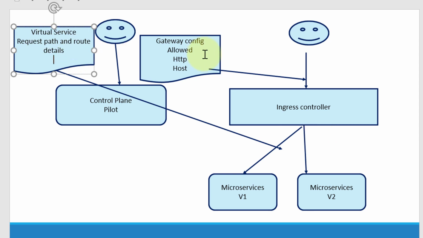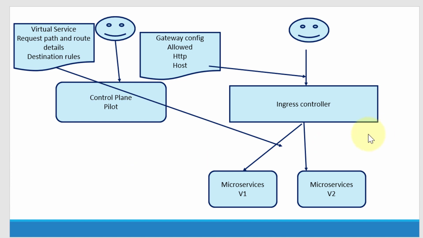So here is where I'll have the destination rules, in terms of what request should land in which microservice. Using the destination rules, I can do the canary deployment, where a percentage of the requests gets routed to one version of the microservice and the remaining percentage gets routed to another version of the microservice.